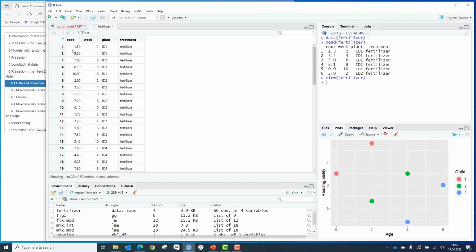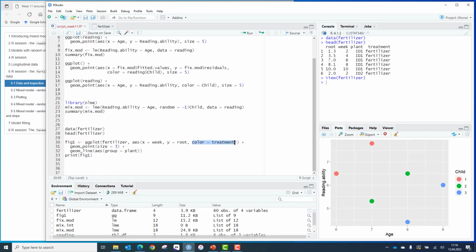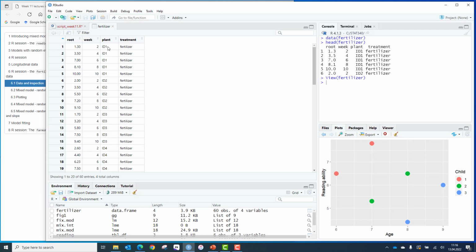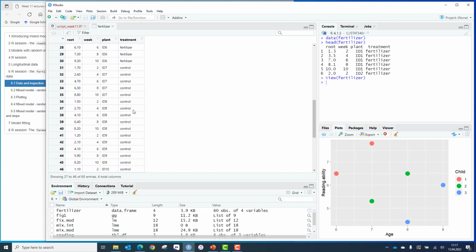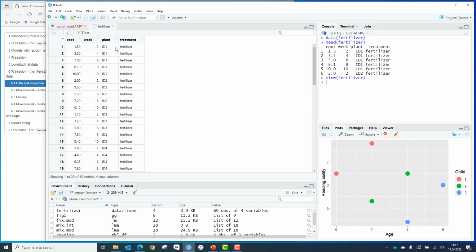What we are measuring, sort of, right? The root growth and the week. And then I color by treatment. Coloring should always be a factor, and treatment is a factor. The plant is also a factor, but in this case I choose to color by treatment because there are only 2 treatments, right? Only 2 treatments, 2 colors. That looks pretty. How about the last column, plant?